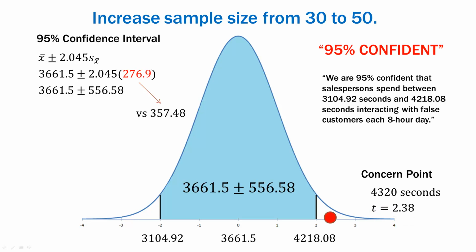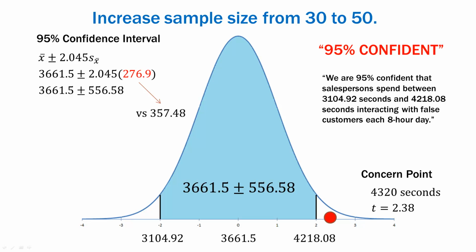So now where's our concern point? Oh goodness. Now our concern point is outside of our interval. And why is that? The concern point didn't change. It's 4,320 seconds, just like it was. But because our margin of error decreased, that means our interval narrowed, the numbers narrowed, and therefore it kind of moved past our point of concern as it moved inward.